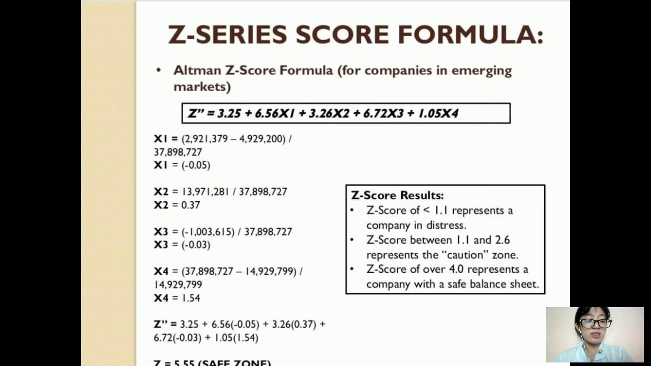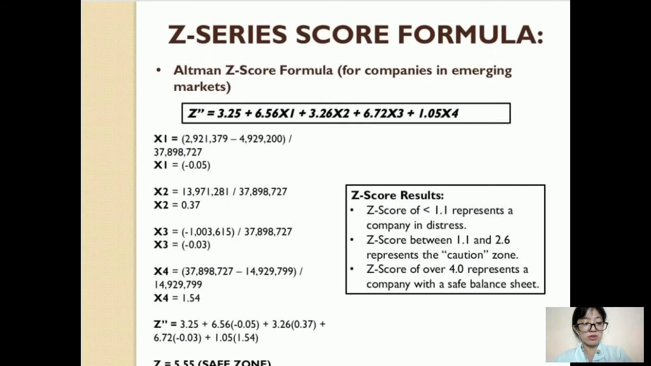To solve for x2, you need to divide the retained earnings, which is 13.9 million, by the total asset, which is 37.8 million, and the value of x2 is 0.37. To solve for x3, you need to divide the EBIT, which is negative 1 million, by the total asset, which is 37.8 million. So the value of x3 is negative 0.03.